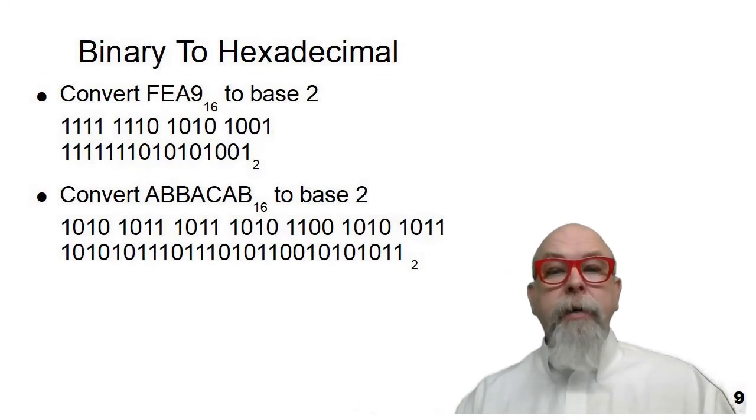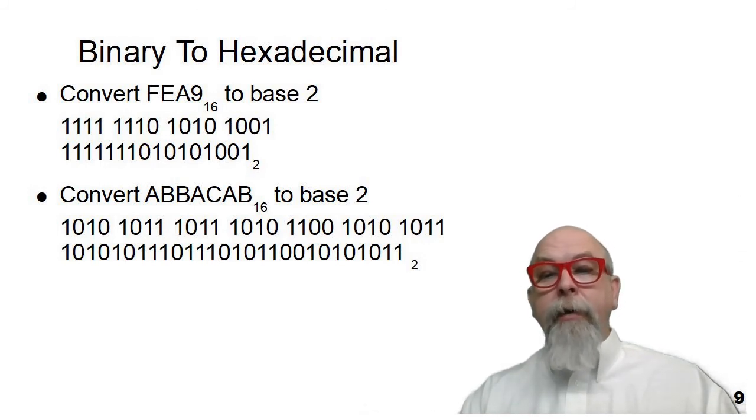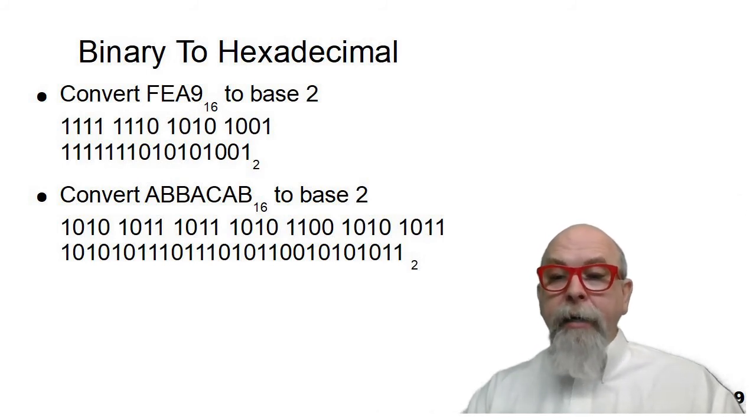For example, you can see here I convert FEA9 to binary, and you can also see that I convert the hexadecimal ABBACAB to binary by taking each of the digits of hexadecimal, converting it to its four binary digits, and then just writing it down. You probably should commit to memory the first 16 binary numbers, just because you'll be using them for your entire career in information systems.